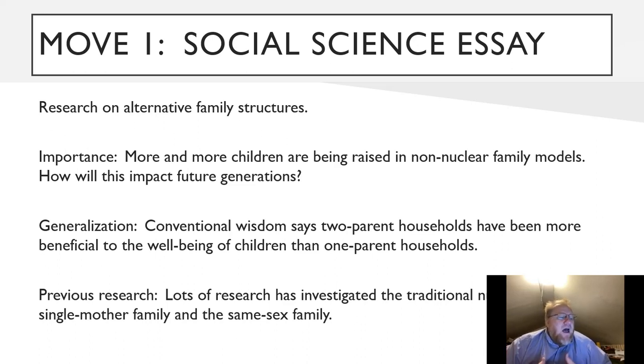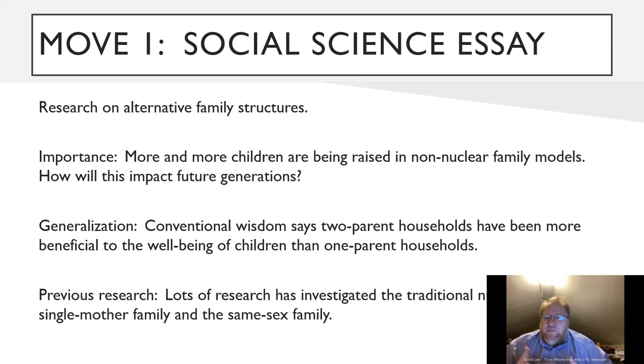And then I talk about generalizations on the subject. These are things that might not be true, but are considered true. They could also be true, but they're things that are considered true that you might be calling into question. Conventional wisdom says that 2-parent households have been more beneficial to the well-being of children than 1-parent households. That's a pretty firm generalization in research on families, on nuclear families.